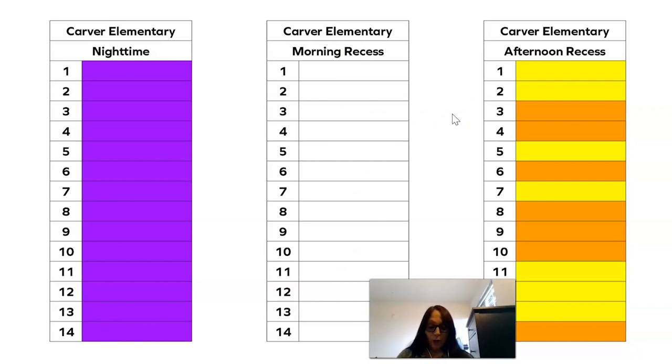So in the afternoon, we see yellow and orange. And with everything that we've learned, we know that yellow is warm. And we know that orange is hot. Okay? So by looking at our data, we can see that in the afternoon recess, Carver Elementary is warm and then hot. And throughout the day, it changes. It goes from warm to hot, and it changes throughout the day. All right?